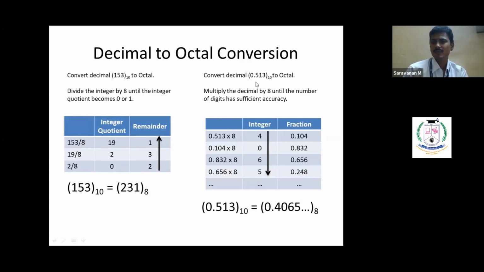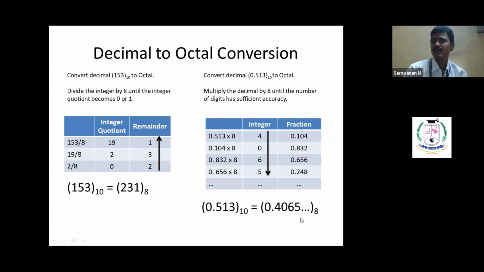And for the decimal portion, which is 0.513, we just keep on multiplying by 8 and separate the integer and fraction. Again, for this one, the integer portion should be taken from top to bottom. So that is 4065 we get. So the octal representation of the decimal number 0.513 will be 0.4065.